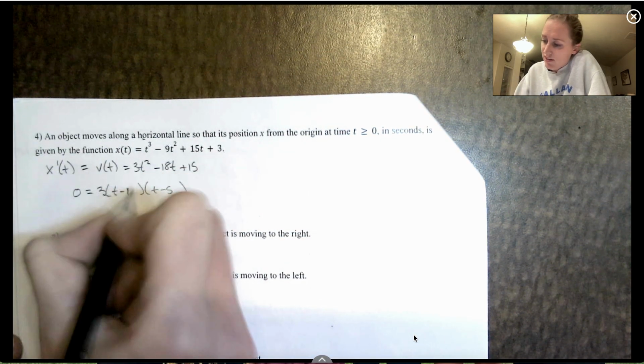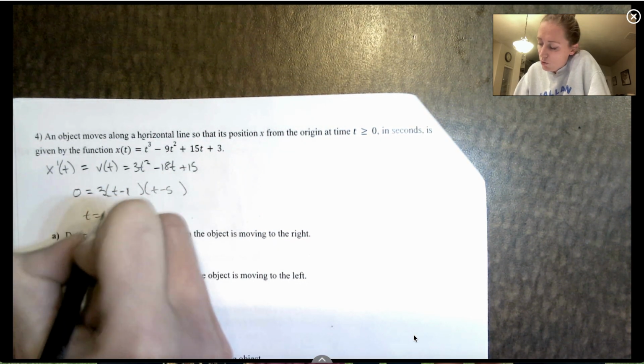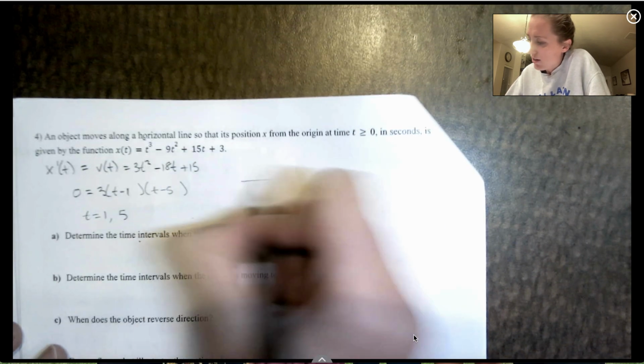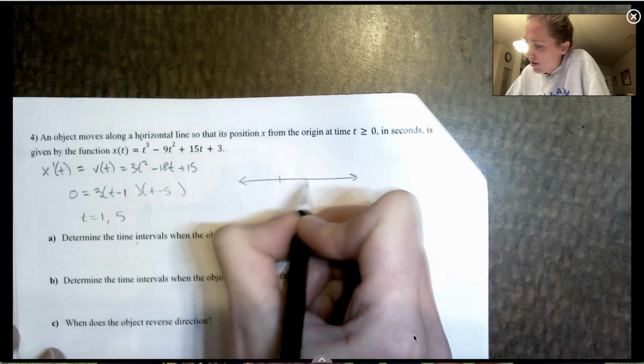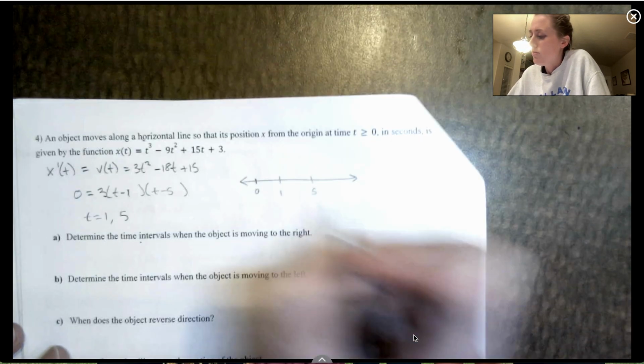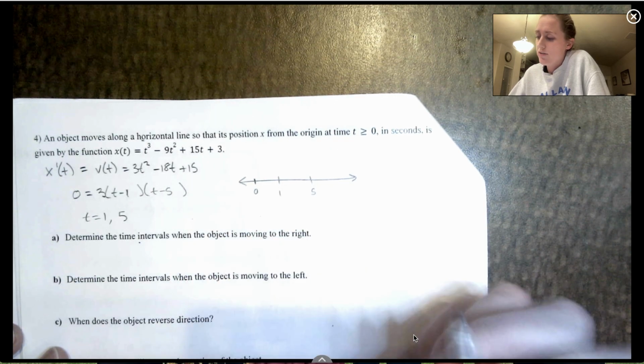Okay, so then I set these equal to 0, and I get t is 1 and t is 5. Okay, so now I'm going to look at my sign chart. So we got 1 and 5. I remember we're starting at 0, so I have to look at something between 0 and 1, between 1 and 5, and then greater than 5.